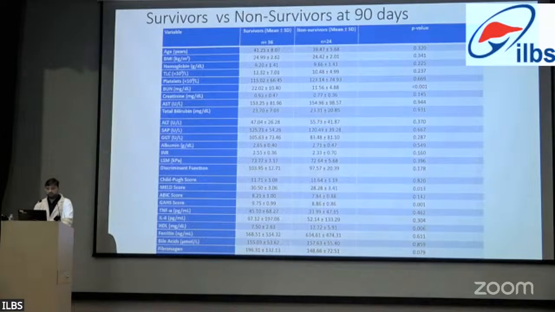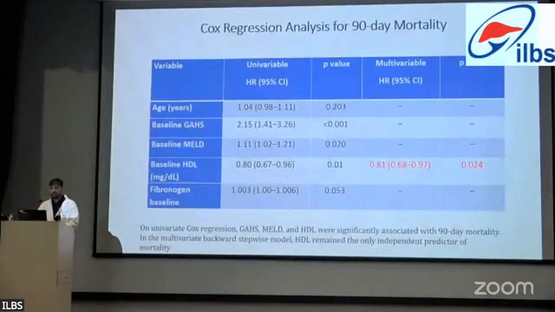So, among the survivors and non-survivors at 90 days, what are the various parameters? It was not among the groups, it was among the survivors and non-survivors, including both groups. It was seen that the MELD score, Glasgow alcoholic hepatitis score, and SDL were the significant predictors for survival and non-survival. Regression analysis for 90-day mortality was done, in which in multivariate analysis only one predictor was significant, that was the SDL.